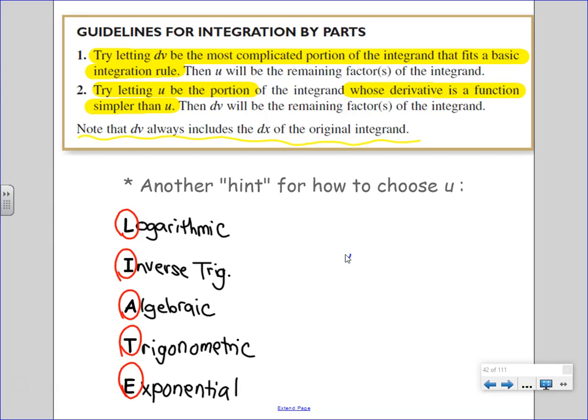It's not really a word, it's just a way of remembering. You could go with the accent, LIATE. It's demanding. How else can you say it? I don't even know. We're done.